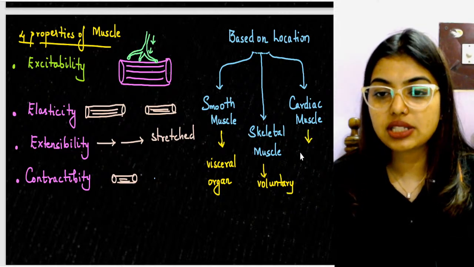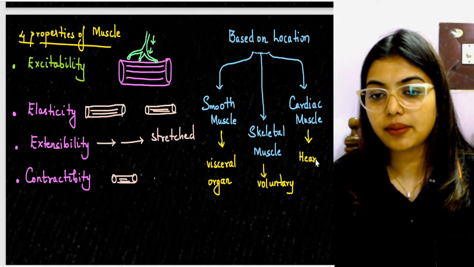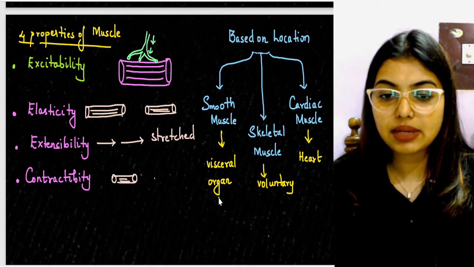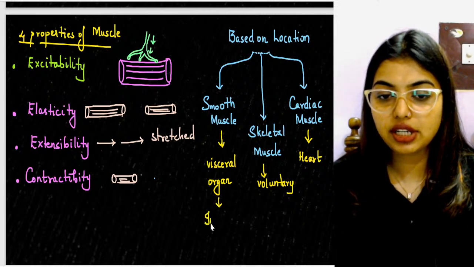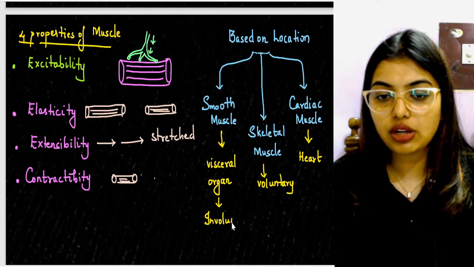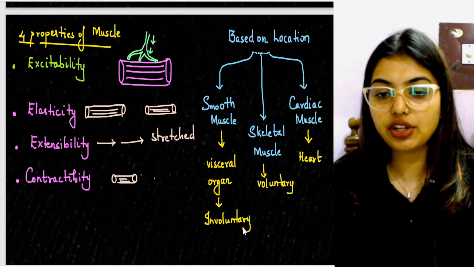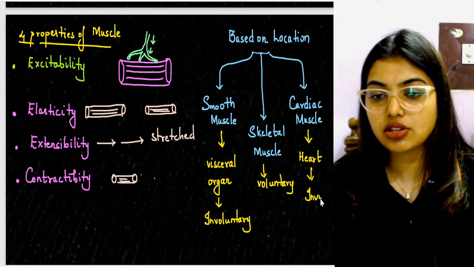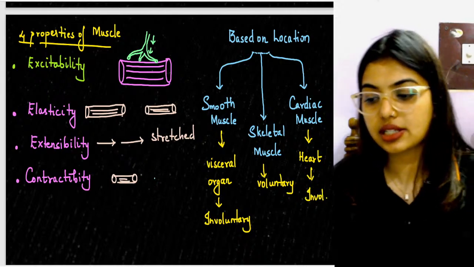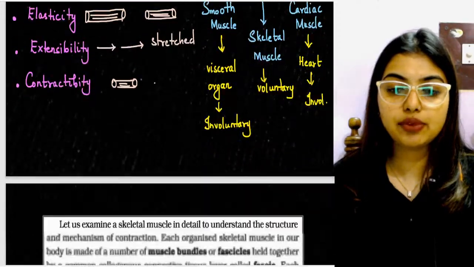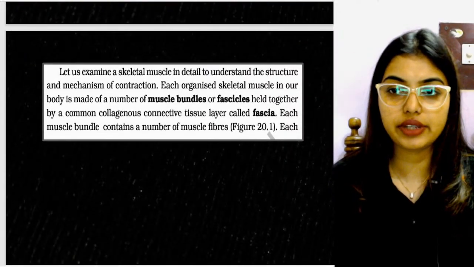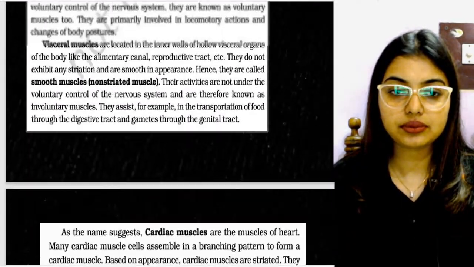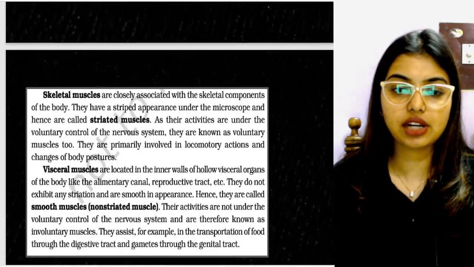Cardiac muscle, obviously, is present in your heart. This muscle is involuntary. That means it is not going to listen to you whenever you want it to contract. That is not going to happen. Smooth muscle is also involuntary. Is this clear? Now we will go in depth for each of them.